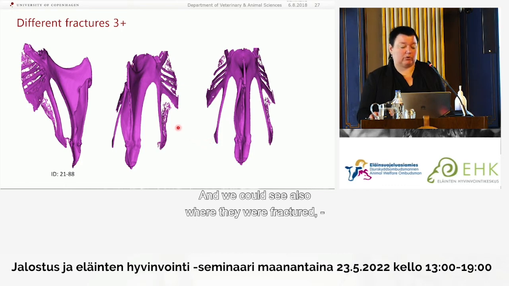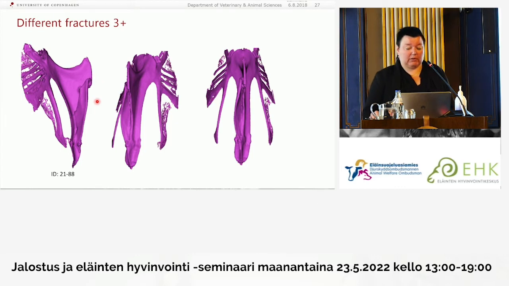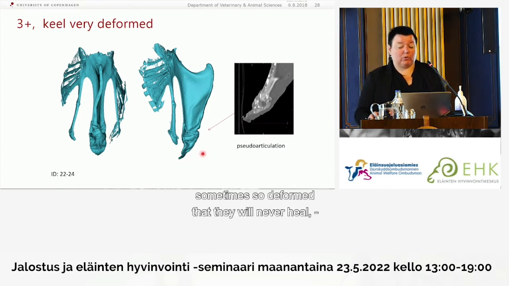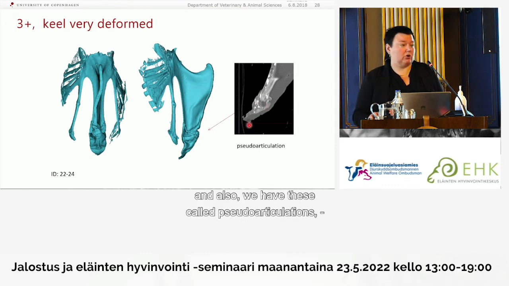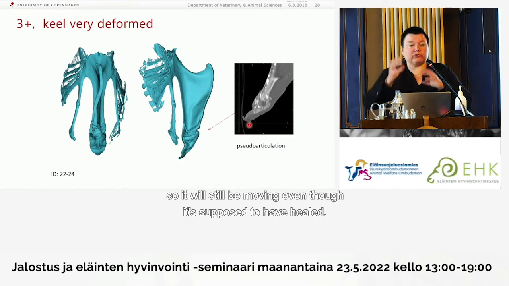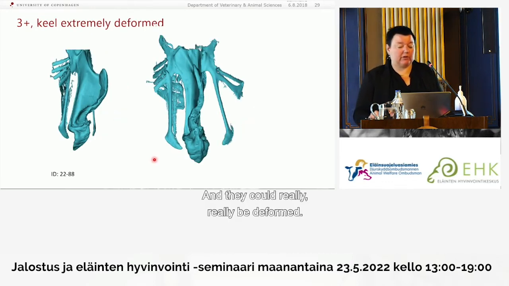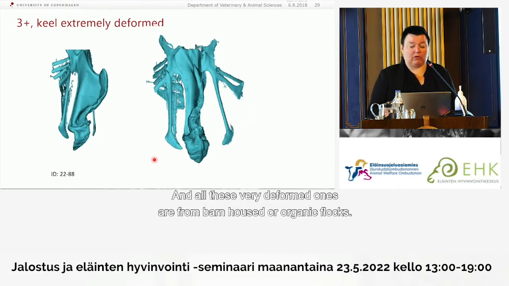And we could see some where they were fractured in the cranial or the mid part, and it looks very complex, and sometimes very deformed, sometimes so deformed that they will never heal. We also have what is called pseudo-articulation, so it will still be moving even though it is supposed to have healed. They could really be deformed. And all these very deformed ones are from barnhoused or organic flocks.